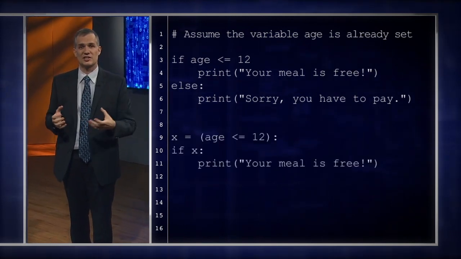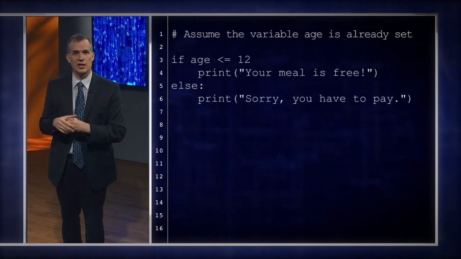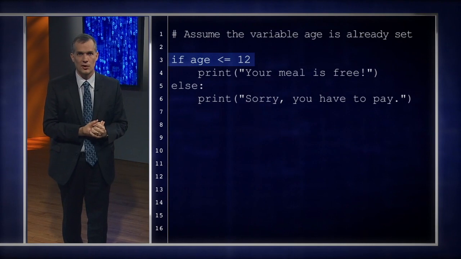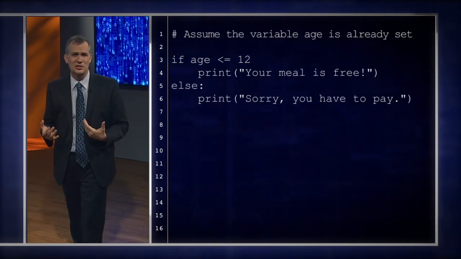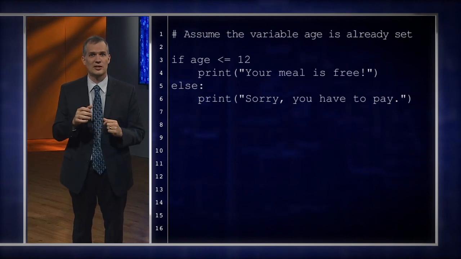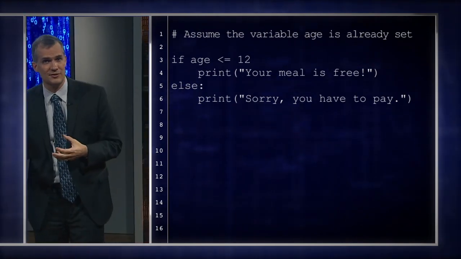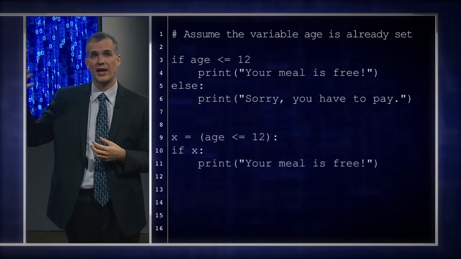Instead of assigning something to x and then saying if x, we now just say, if age is less than or equal to 12. It's also a lot easier to understand this code, since we have the comparison right in the if statement so that it's easy to read. Previously, to understand the if statement, we'd first need to figure out what x was supposed to be.